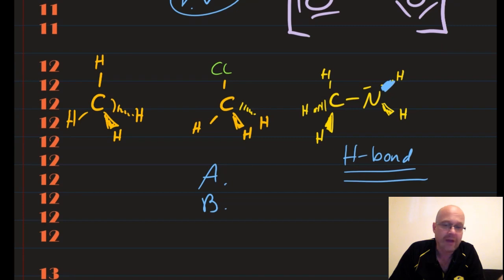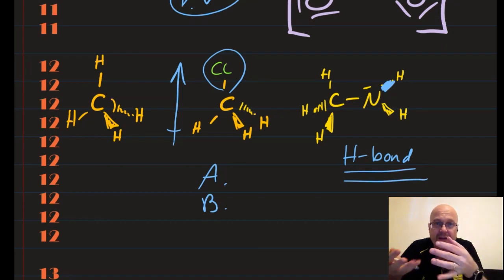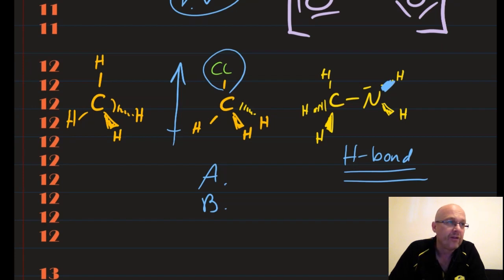Now, I just have to work out which of these has a dipole. Well, it seems clear that this has a dipole here. Chlorine is very electronegative. It loves electrons in their bonds more than the carbon. So it's going to drag the electrons up to the top of the molecule. It's going to give it a dipole. So chloromethane has a dipole, so 12 is B.